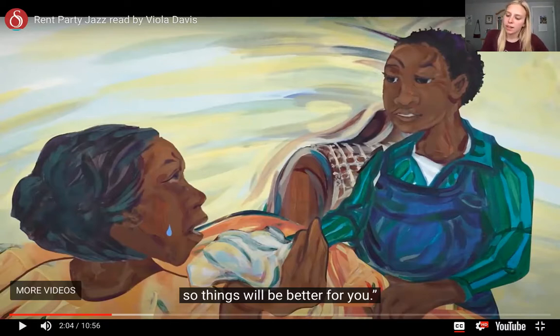But again, I said, Mama doesn't want Sonny to quit school because she wants him to keep learning so that things will be better for him. So she doesn't want him to have to worry about working right now. She wants him to get an education so that in the future he can get a good job and support himself and not have to be stressed or in a situation like they are now. So you can pause if you need to keep writing there.